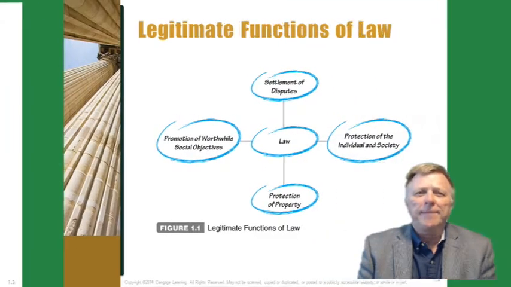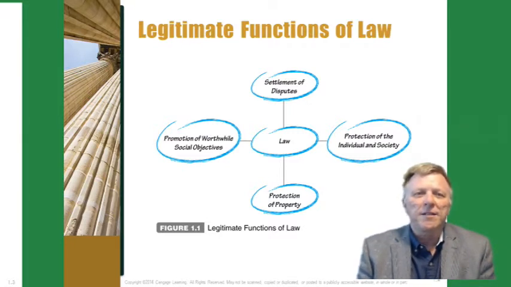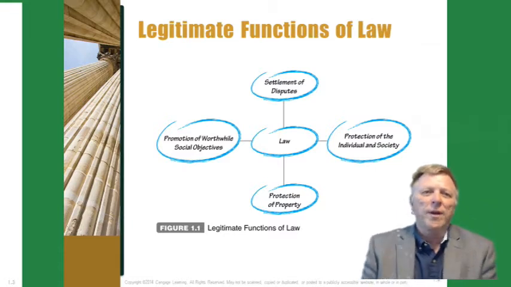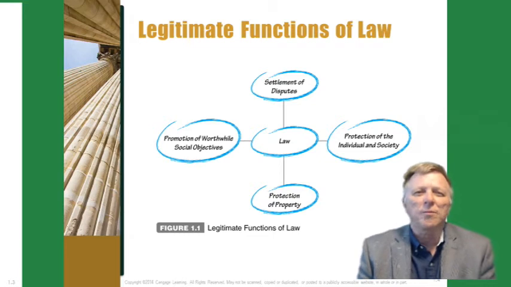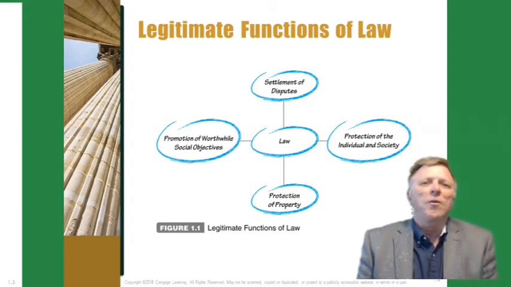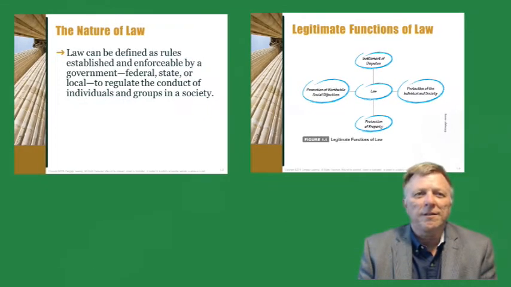So let's look at the legitimate functions of the law. There are 4 different quadrants: protecting individuals, settling disputes, promotion of worthwhile social objectives, and protection of our personal property and business property. All right, so that's just a quick look at the function of the law.